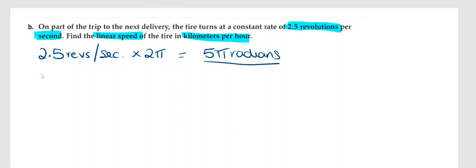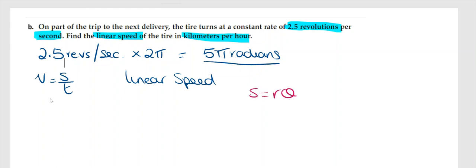Now, for the linear speed, we're going to have the arc of the tyre. So this is the arc length divided by the time. This is going to be our linear speed formula. And we can replace the arc length because we know that the arc length is actually the radius times the angle. So this becomes the radius times the angle divided by the time.